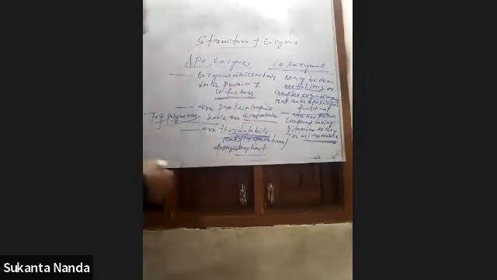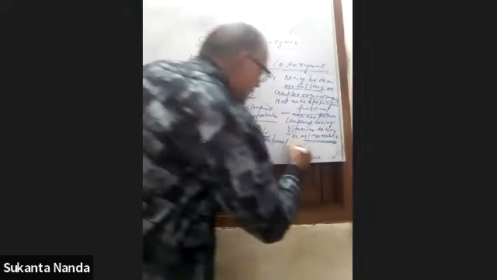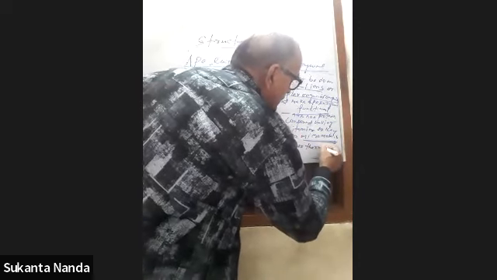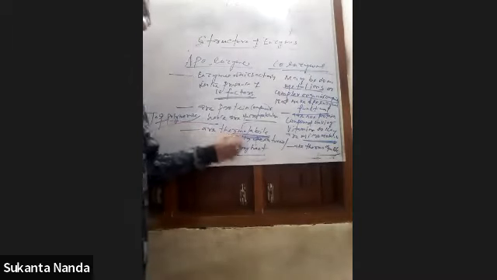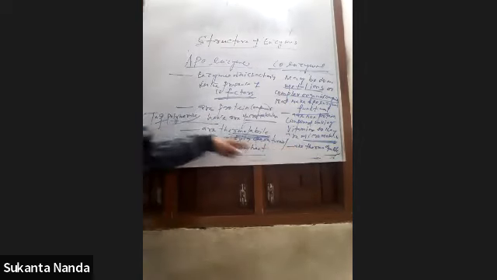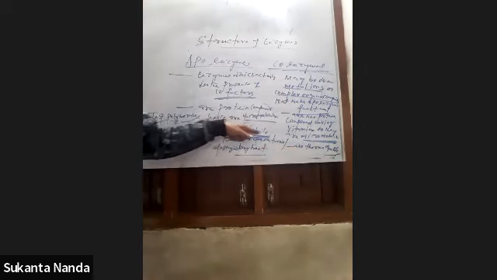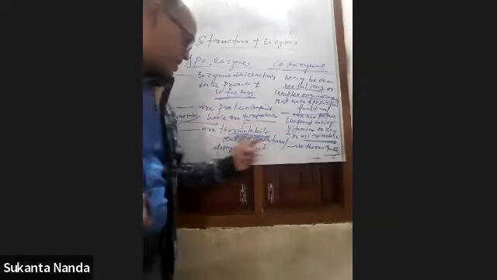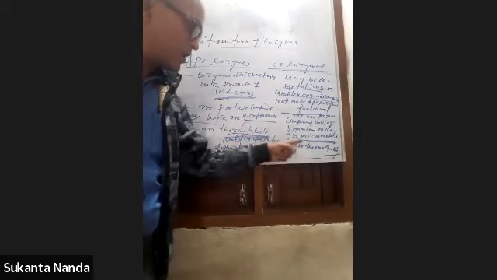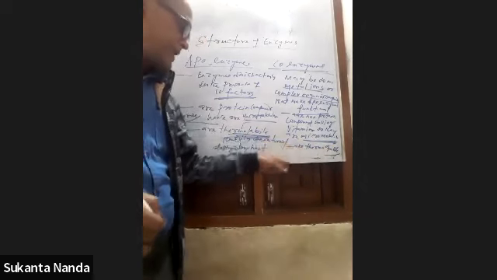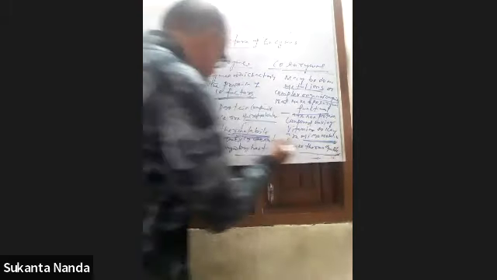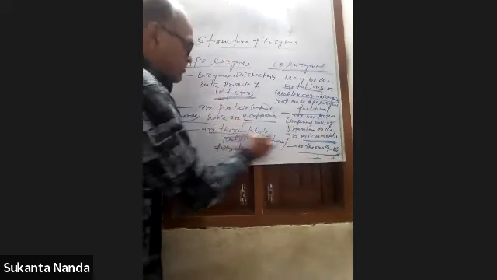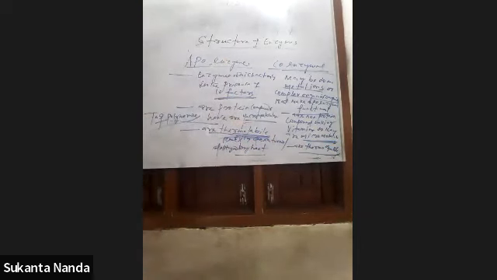So if this part is thermolabile, then the other will be thermostable. Coenzymes are thermostable. They can't be denatured or destroyed by heat. Apoenzymes are thermolabile, L-A-B-I-L-E; they are readily denatured and destroyed by heat. Coenzymes are thermostable, whereas apoenzymes are thermolabile. That point you must remember.